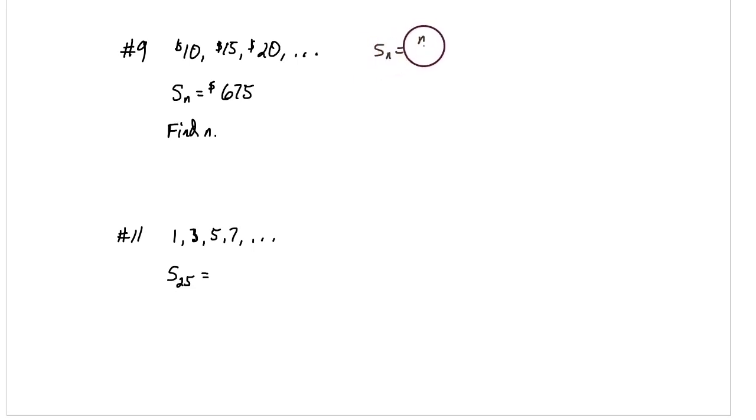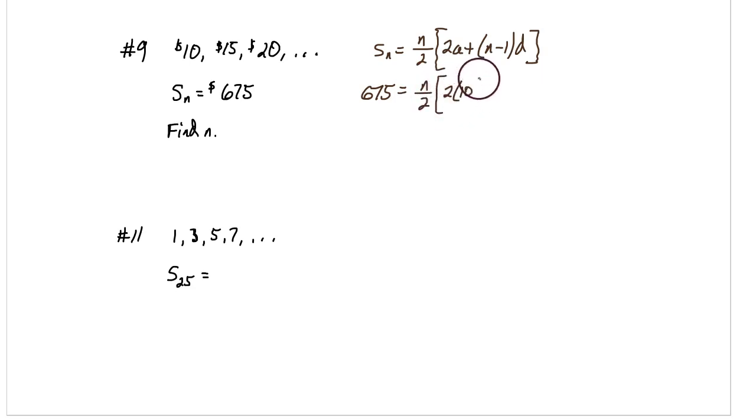S sub n equals n divided by 2 times 2 times A plus n minus 1 times D. For S sub n, fill in 675. For the value of A, fill in 10. The letter n is the one we don't know, and for D, fill in 5. Now we want to solve this equation for n. First, we could multiply by 2 on both sides. That makes 1350 is equal to n times, and then inside the bracket is 20 plus 5n minus 5.